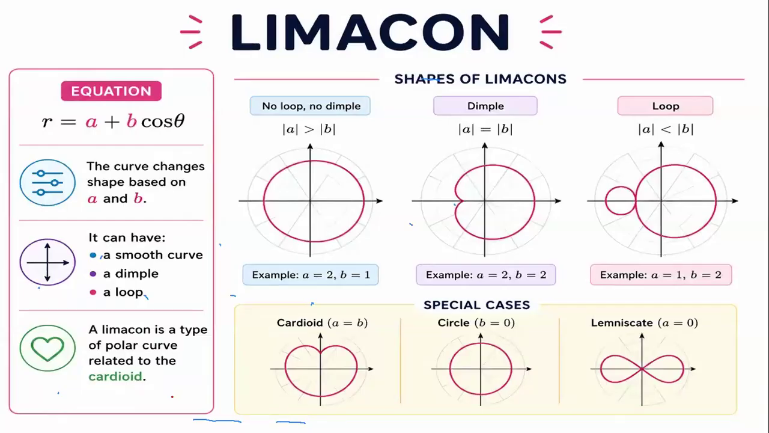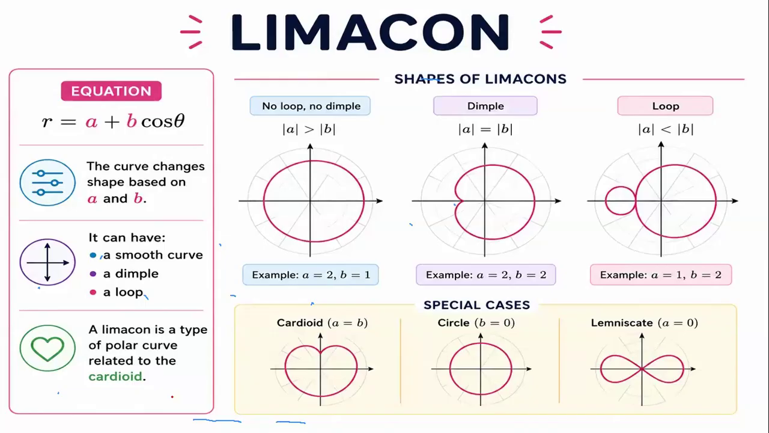Now let's look at the different shapes of limaçons. We have the first one when the a value is more than the b value. We have no loop, no dimple. It looks similar to a circle. The dimple now, when the a value is less than the b value, we have that slight dimple on one side of our curve. The loop, when the a value is smaller than the b value, we have something similar, we can say, to a sideways 8 where one side is smaller than the other.